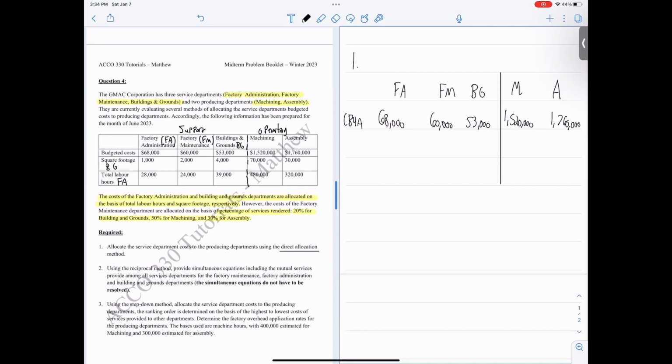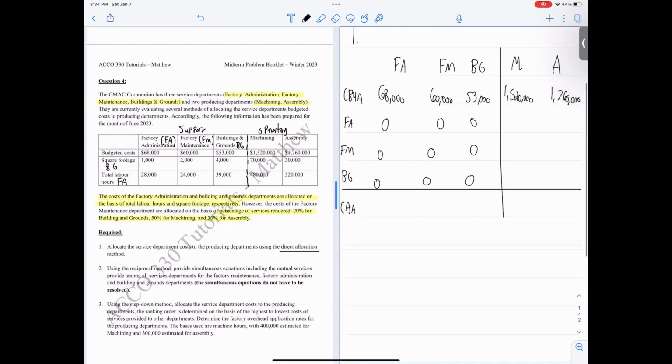Okay. So we have FA, FM, BG, then CAA, which stands for cost after allocation. Okay. So guys, we're doing the direct method. So I hope you don't mind that I put 0 all across the board here. Okay. Nothing too crazy. Now let's do our allocation schedules.